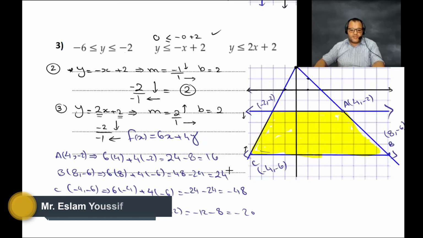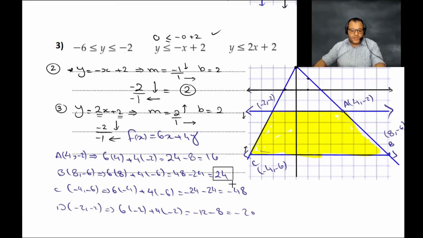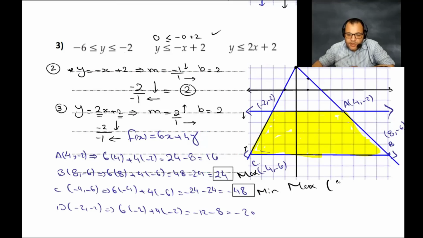You will find that B and C, at this point, we have the maximum point. And at this point, there is the minimum. So what is the maximum now? The maximum is at the point 8 and negative 6. You understand it? The maximum at 8 and negative 6. And the minimum at negative 4 and negative 6.